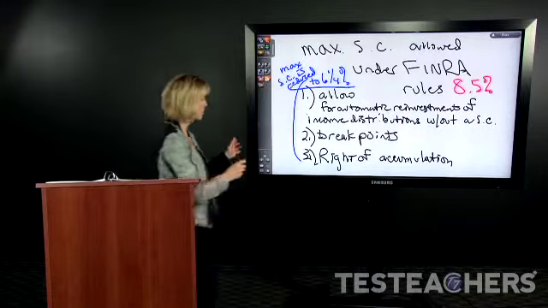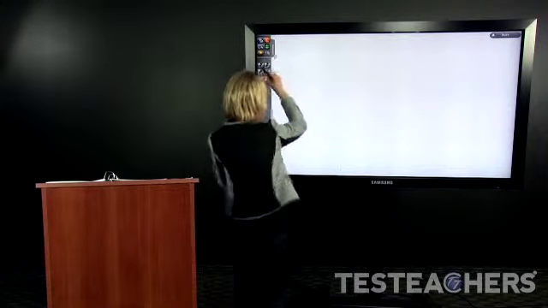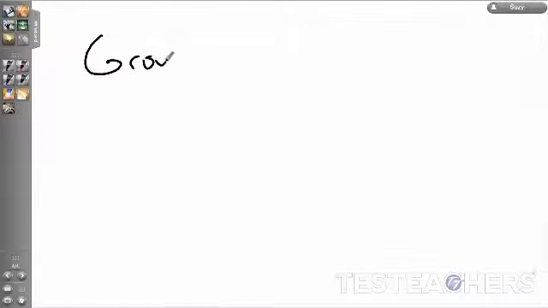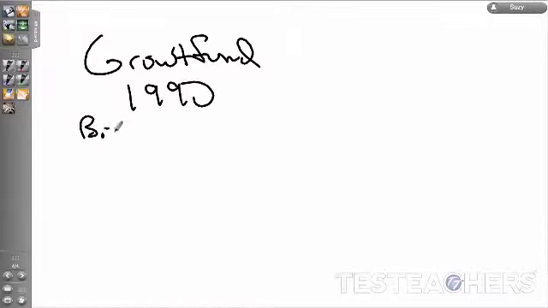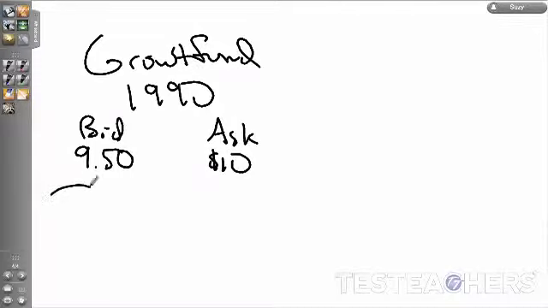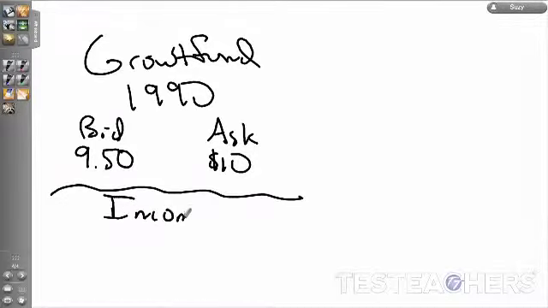The exchange privilege. As described in the prospectus, funds can allow for the investor to switch. I briefly talked about this earlier. So this idea that you got into the growth fund, let's say many moons ago, when the bid was $9.50 and the ask was $10. And today, many, many years later, you want to switch into the income fund.